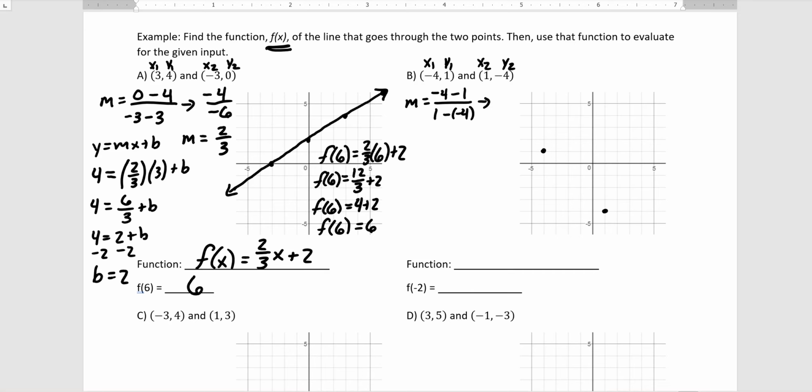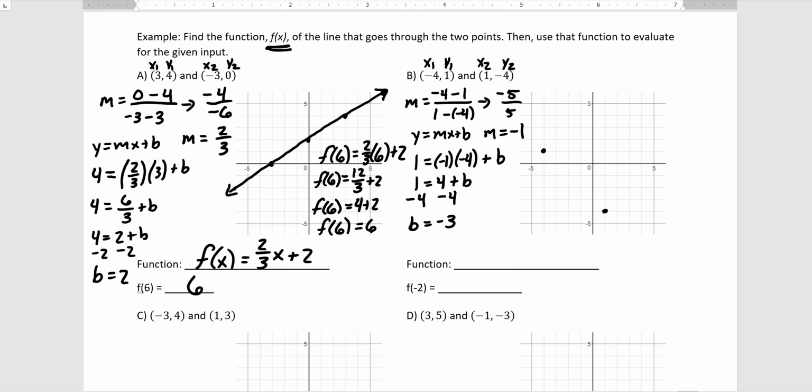So negative 4 minus 1 would be negative 5. 1 minus negative 4 would become 1 plus 4, which is positive 5. Negative 5 divided by 5 is just negative 1. All right. So now using y equals mx plus b, I'd plug in some values here. So y1, 1, equals m, negative 1, times x, negative 4, plus b. Well, negative 1 times negative 4 is positive 4, so 1 equals 4 plus b. Subtract 4, and I'd find that b equals negative 3.